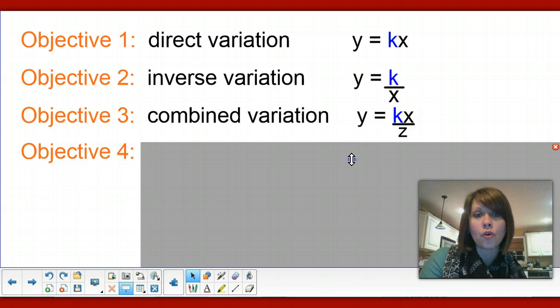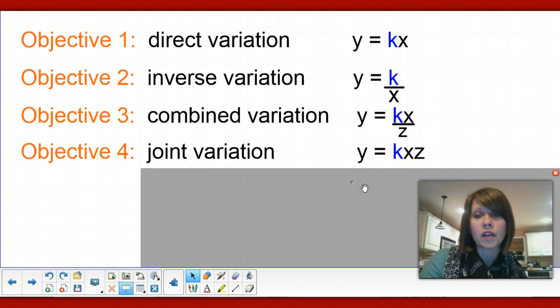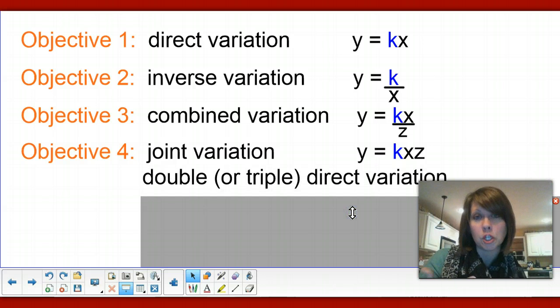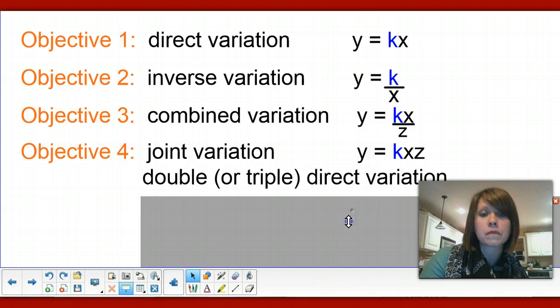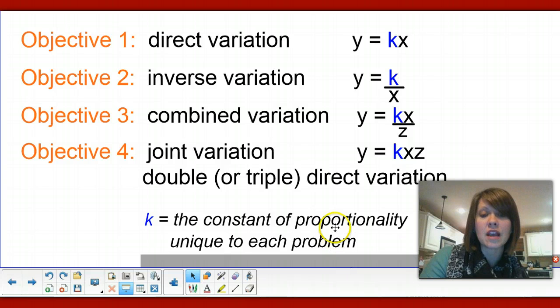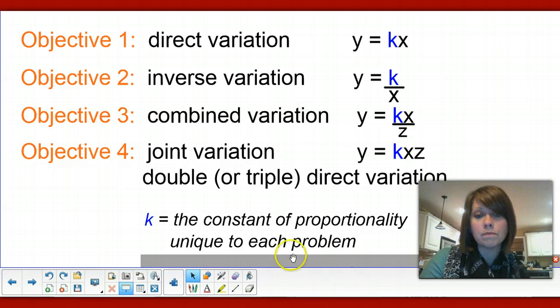Then also we have joint variation. Joint variation looks like a double or even a triple sometimes direct variation, where we still have this y equals k. Okay, that's consistent through all 4. Y equals k, but it's times x times z. So y is dependent upon what x is doing and what z is doing, just like it is in combined variation. The k is called a constant of proportionality, and it is unique to each problem.